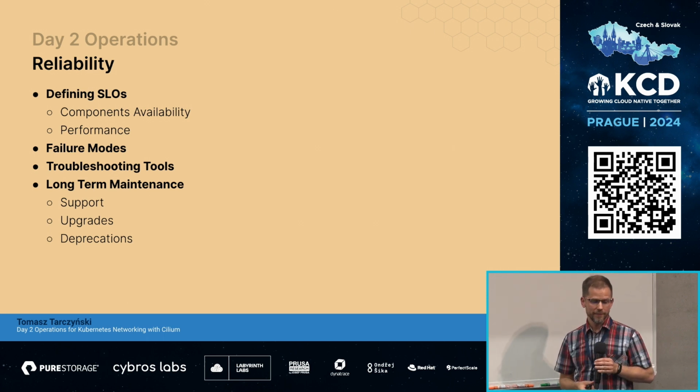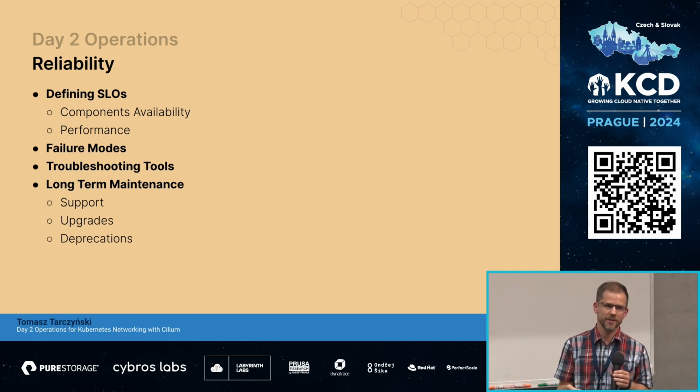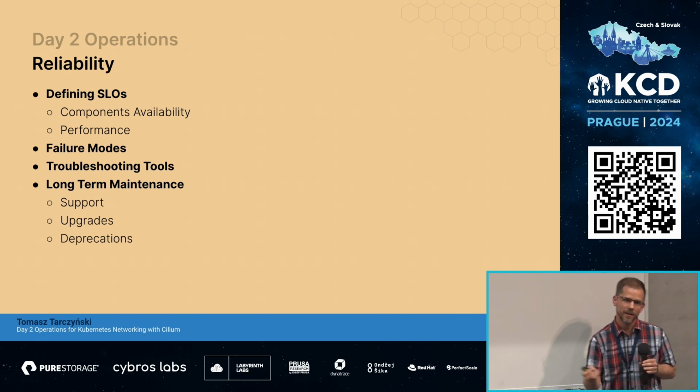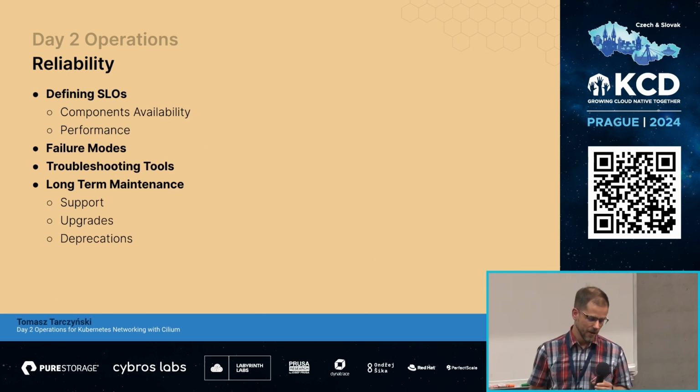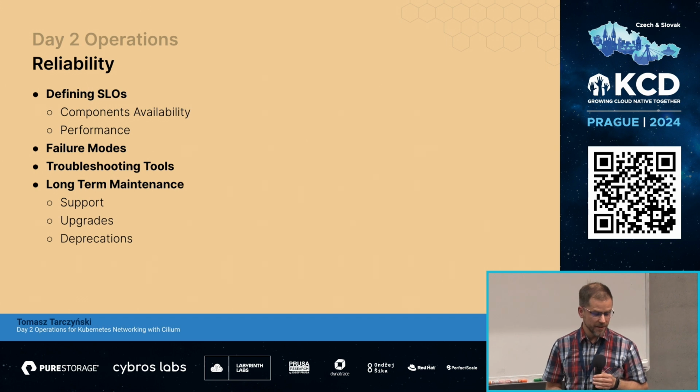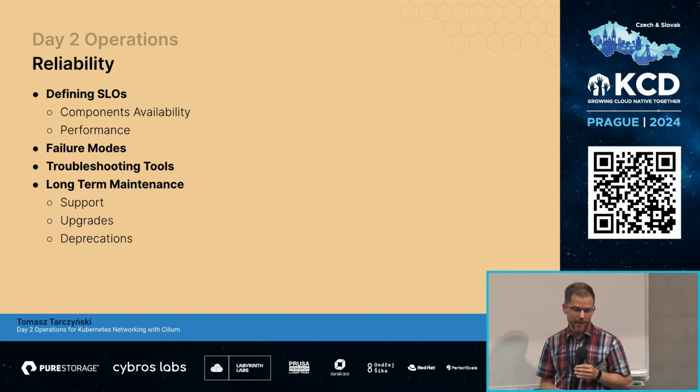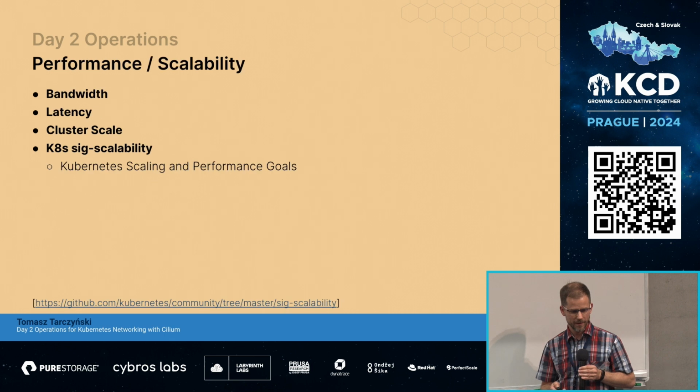How would you plan for upgrades and possible deprecations? Some functionalities might be discontinued, or even some projects might be discontinued. It's probably difficult to plan for that, but it's something to keep in mind that might happen as well.